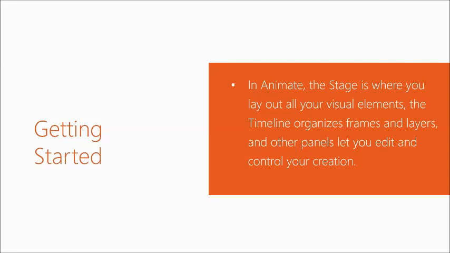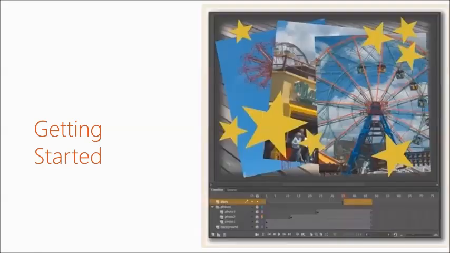So for starting, in Animate, the stage is where you lay out all your visual elements. The timeline organizes frames and layers, and other panels let you edit and control your creation, like this one. So as you can see here, there is a timeline. Here you can incorporate images and shapes.